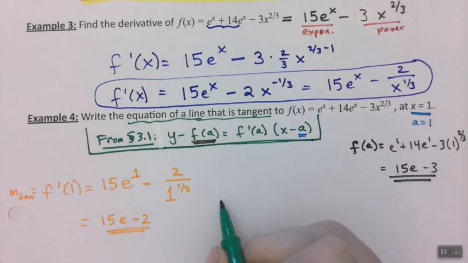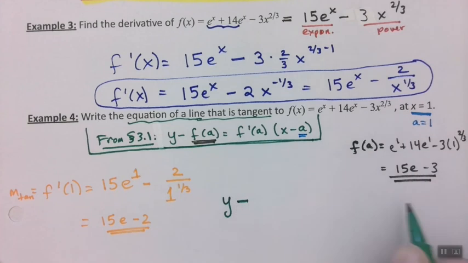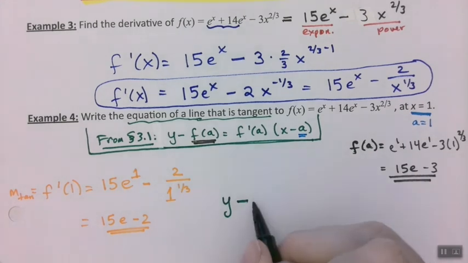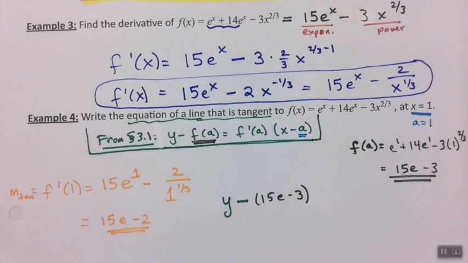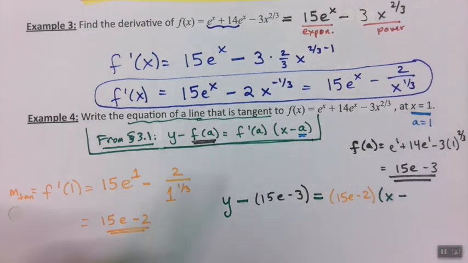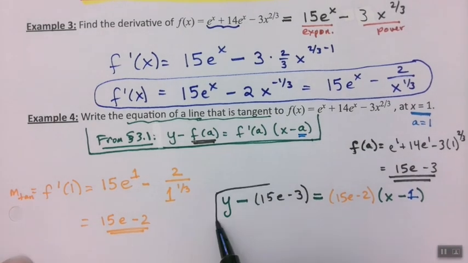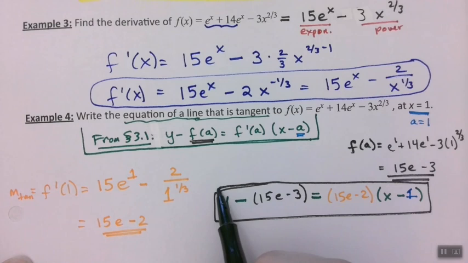All right, so then my function is y minus, and then parentheses, 15e take away 3 equals, and then my m, which is 15e take away 2 times, parentheses, x minus 1, because that was my a value. And that is technically the correct answer, and we're done right there. This is an exact answer.